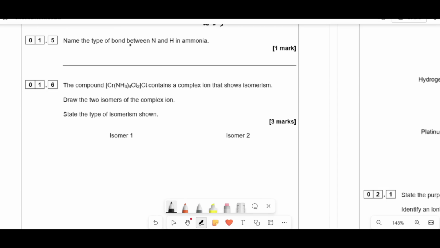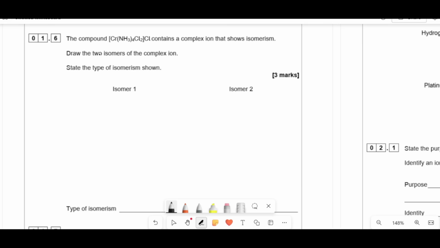It says, name the type of bond between N and H in ammonia. So you have NH3 within it. So if it's N, H, H, and H, those are bonds between the N and the H, not intermolecular forces, not hydrogen bonds, not dative covalent bonds. They're just simple standard covalent bonds. Covalent bonds. There you go.